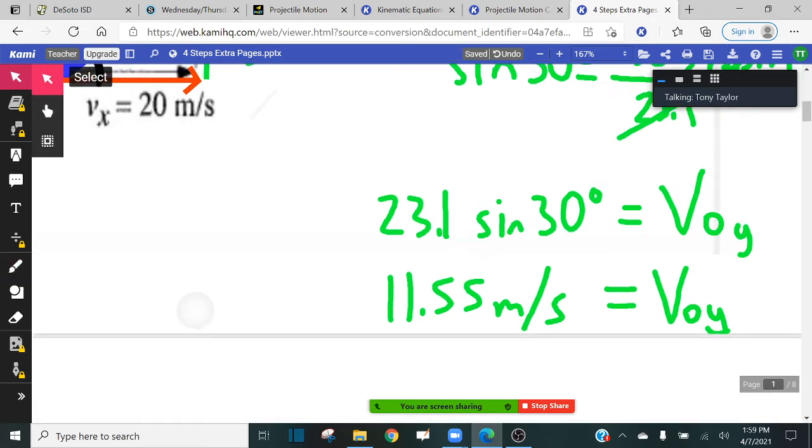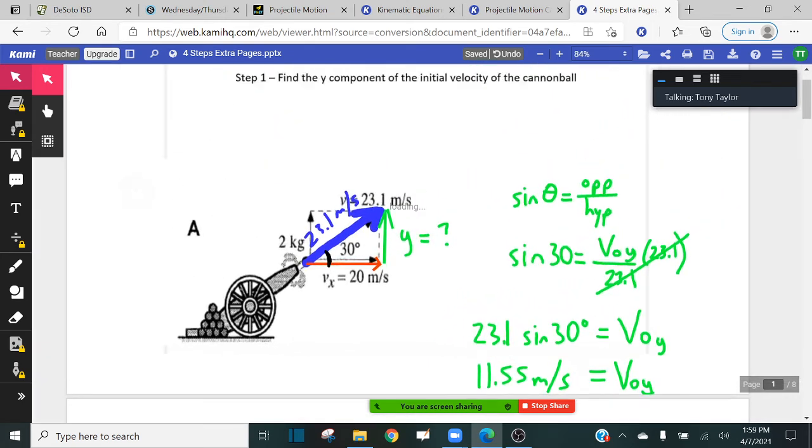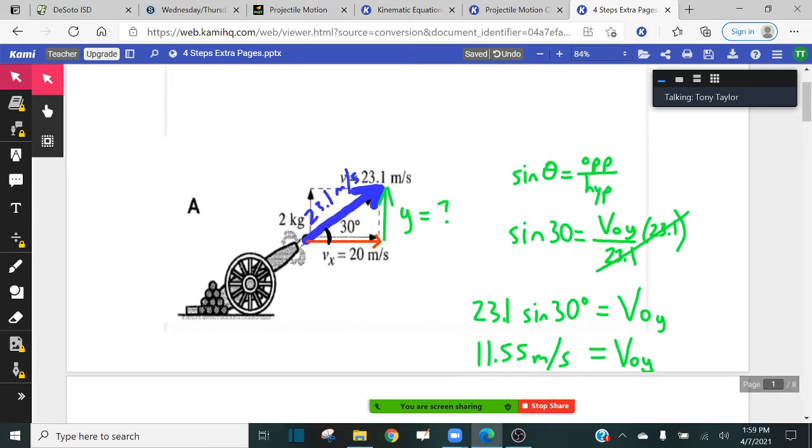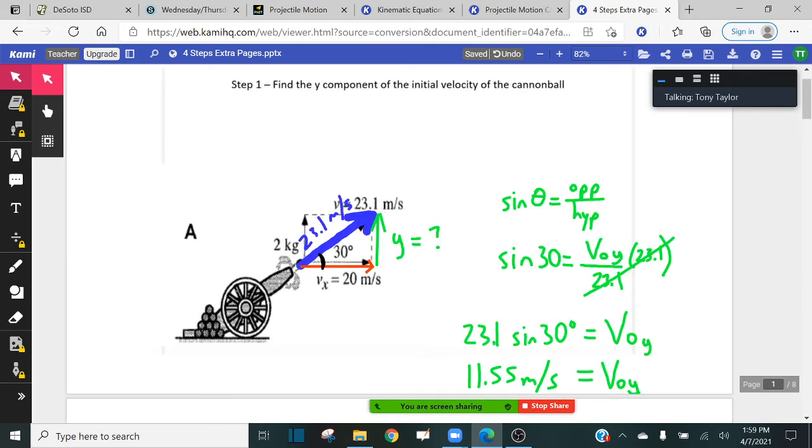Any questions on step one? That's how you do step one, the very first step. You just use the sine function to solve for the initial velocity in the y direction. In other words, the moment this cannonball was launched, it was launched in both the x direction and the y direction simultaneously. But if you solely look at the y velocity, the initial velocity in the y direction is this value right here, 11.55 meters per second. Any questions on step one? Okay.